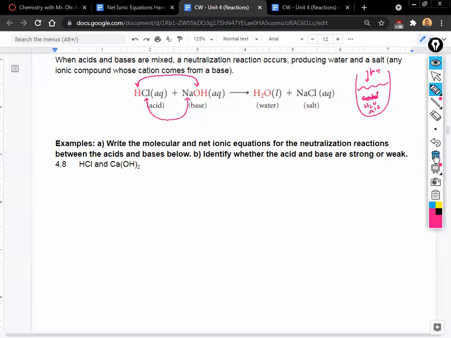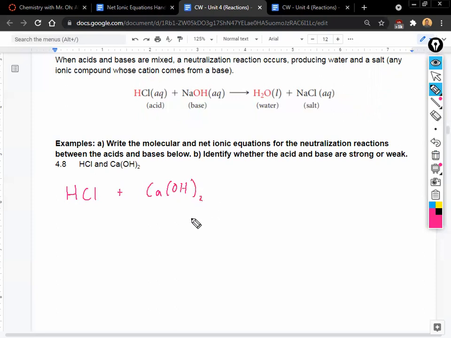Yeah. Good question. All right, so let's do an example. I think that's the best way to kind of see how this works. So we'll do one together and I'll let you guys try one on your own. Okay, so we have HCl, okay, and we have Ca(OH)2.